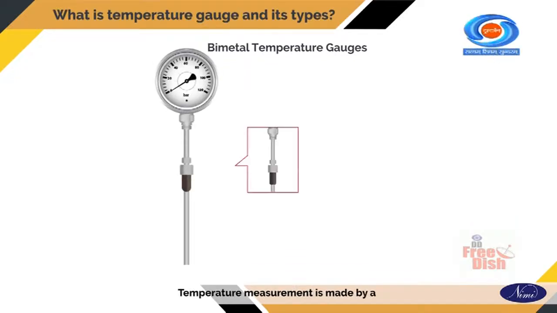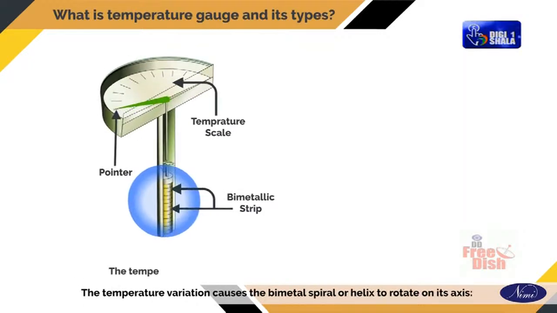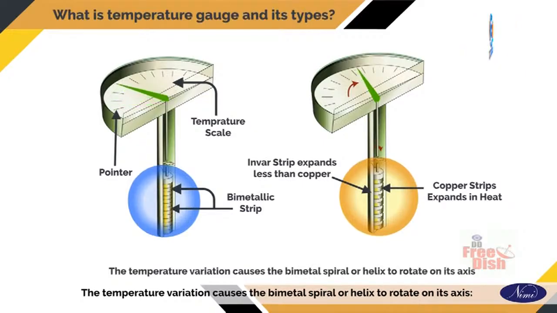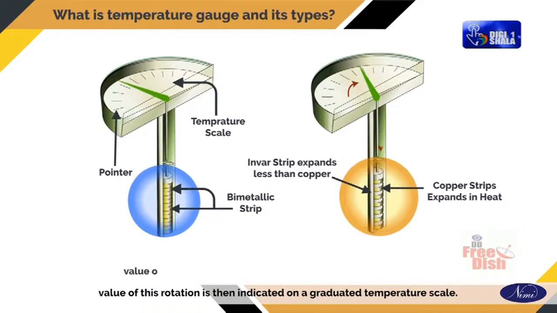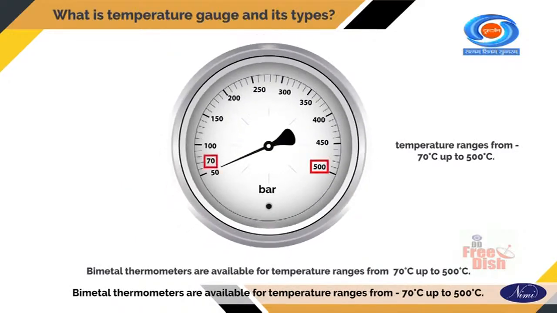Temperature measurement is made by a bimetal system placed inside the thermometric sensor. The temperature variation causes the bimetal spiral or helix to rotate on its axis. Value of this rotation is then indicated on a graduated temperature scale. Bimetal thermometers are available for temperature ranges from 70 degrees centigrade up to 500 degrees centigrade.